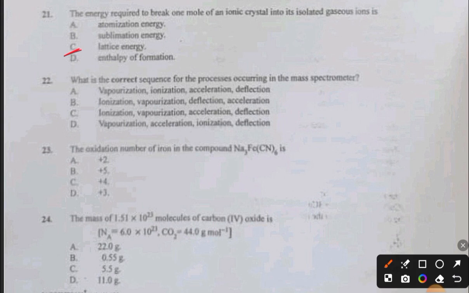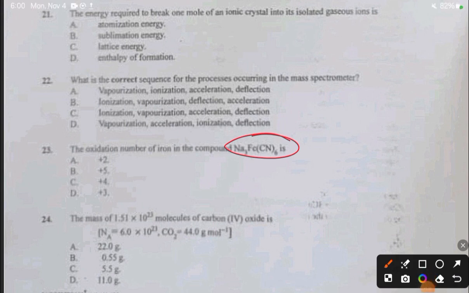So in the mass spectrometer, starts with vaporization, followed by ionization, followed by acceleration, and then deflection. So VIAD, which gives us that A. 22 is A. 23. The oxidation number of iron in this compound.